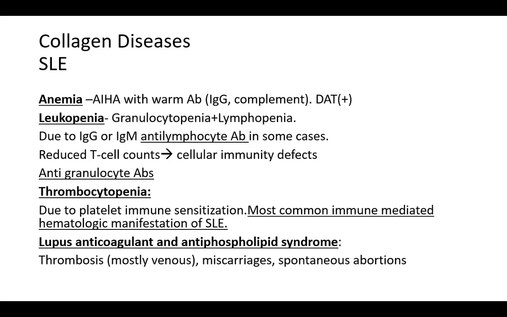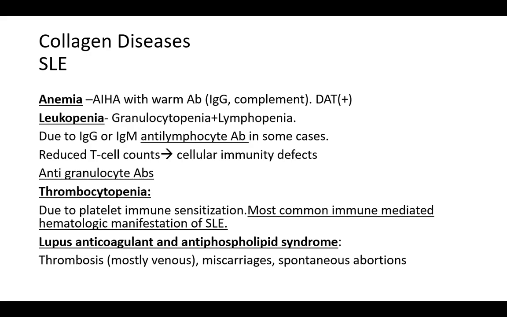Anemia, leukopenia, and thrombocytopenia are common features of systemic lupus erythematosus. All are due to immune stimulation and the presence of antibodies: autoimmune hemolytic anemia with warm antibodies; leukopenia due to IgG or IgM type anti-lymphocyte antibodies; and thrombocytopenia, again due to immune sensitization, which is the most common immune-mediated hematological manifestation in SLE.